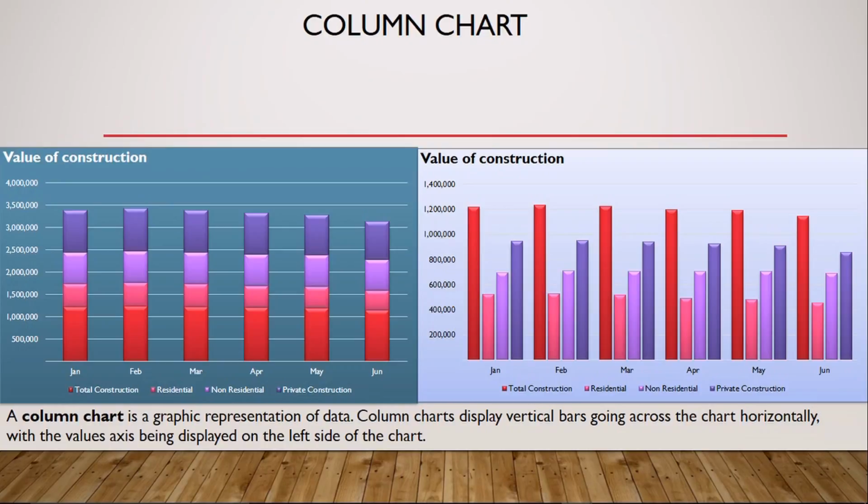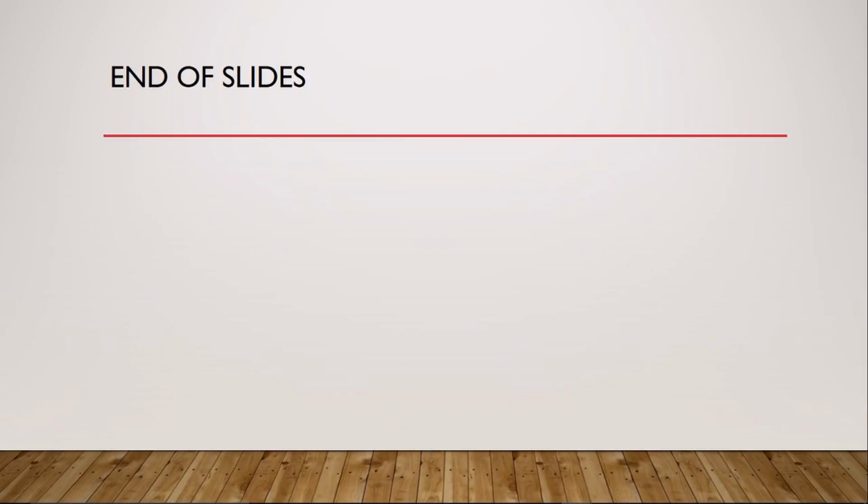Here is the column chart. It is a graphic representation of data. Column charts display vertical bars going across the chart horizontally, with the value axis being displayed on the left side of the chart. This concludes our lesson.